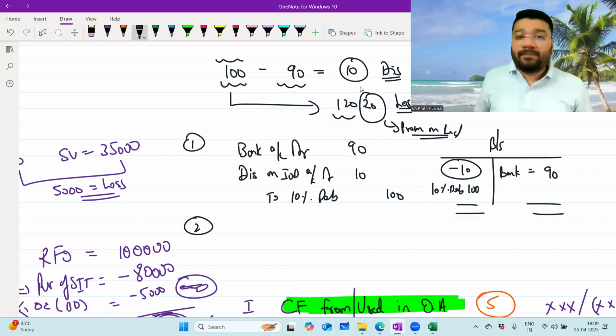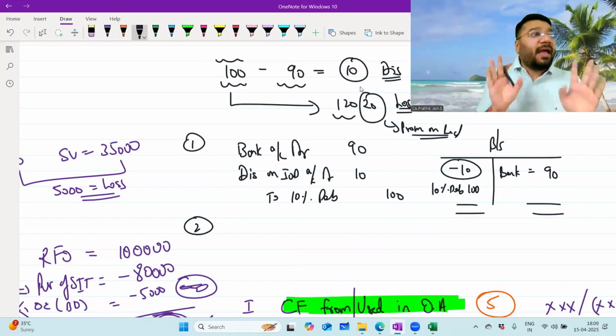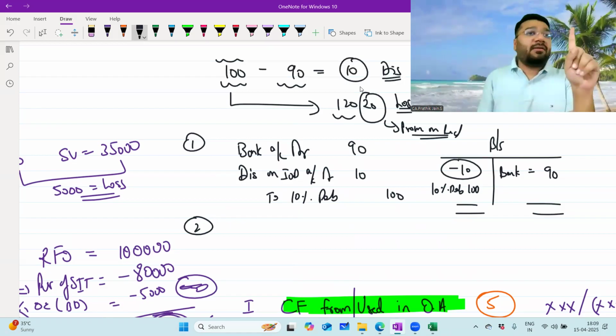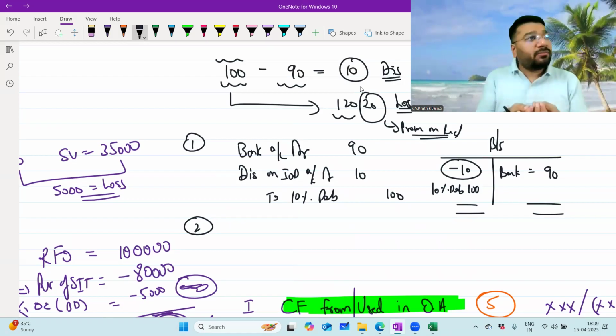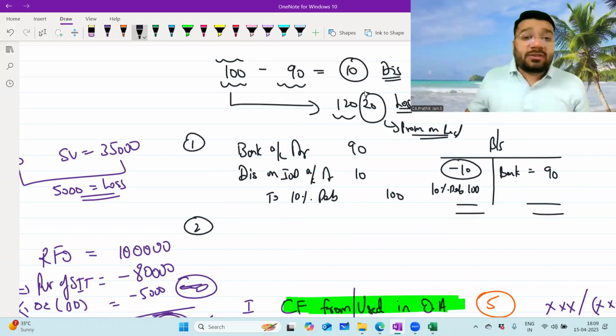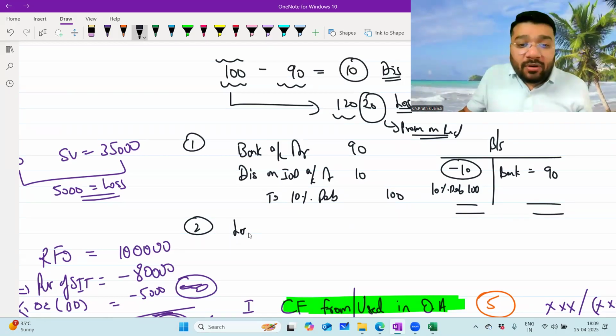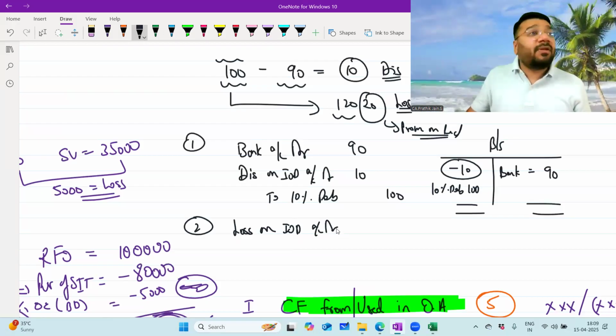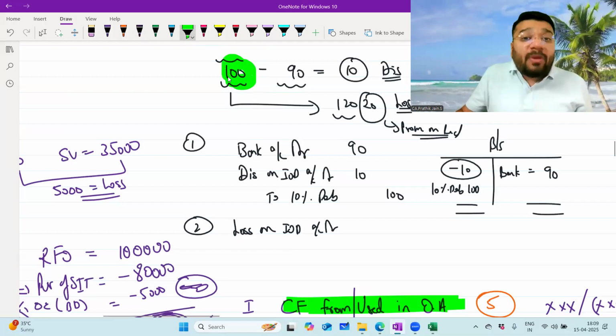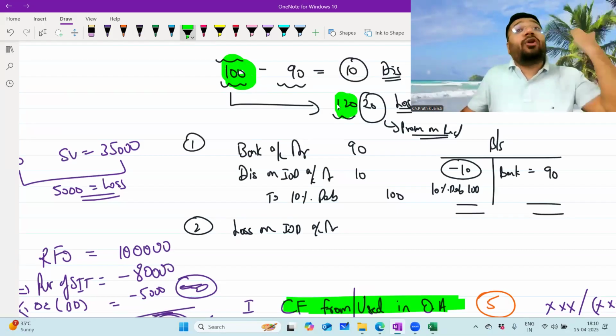Do you agree with me? But for convenience sake, I'm recording the entire loss in 1 year, only for explanation purpose. Can I do that? Okay. What is the entry for loss? Wonderful. Loss on issue of debenture account. How much is the loss? 20 rupees is the loss. Why? Because for a 100 rupee debenture, in future I'm going to repay at 120.